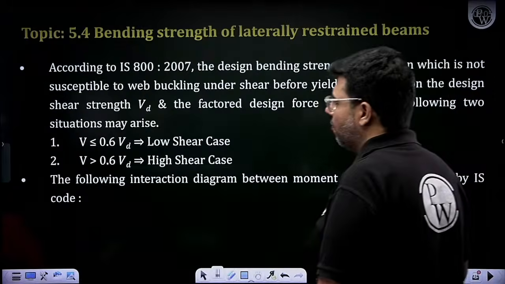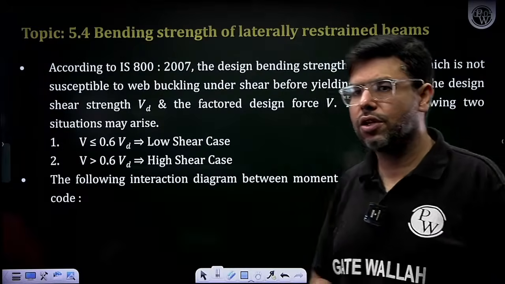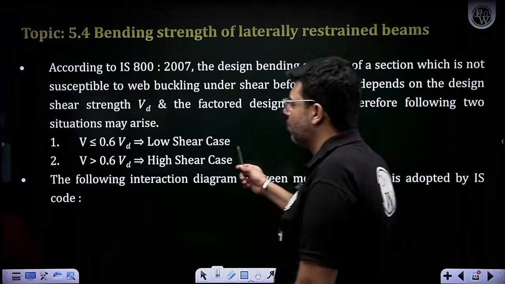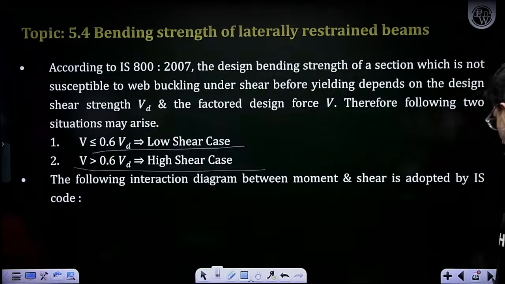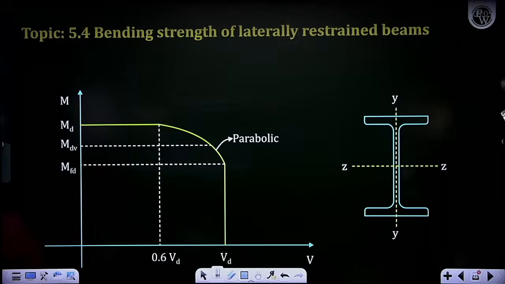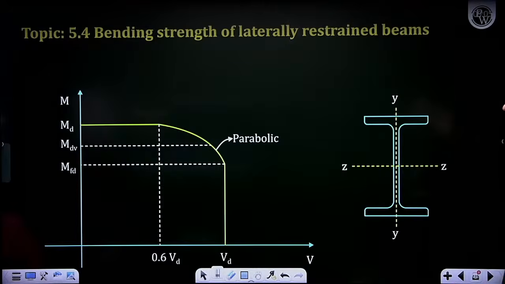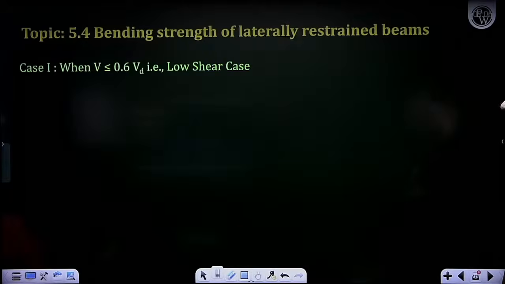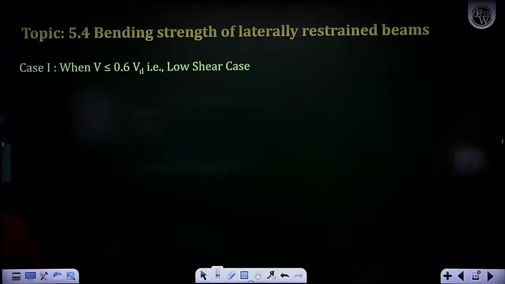Now, to determine the bending strength of a beam, we have two cases: the high shear case and the low shear case. When V is less than 0.6 Vd, we have the low shear case. V greater than 0.6 Vd, we have the high shear case. This is the interaction diagram between the bending moment and shear, on the basis of this formula. So, when V is less than or equal to 0.6 Vd, my Md is written as what?